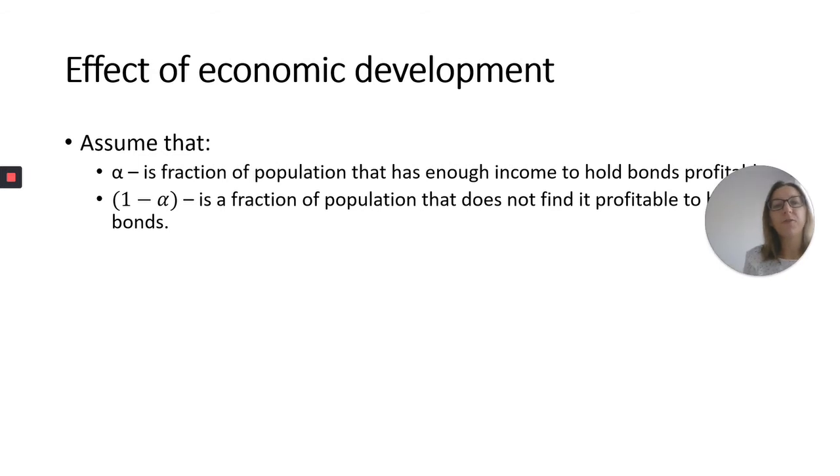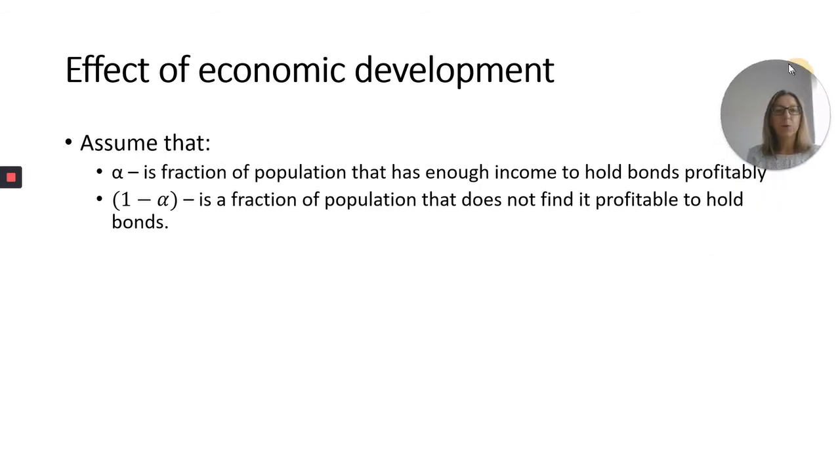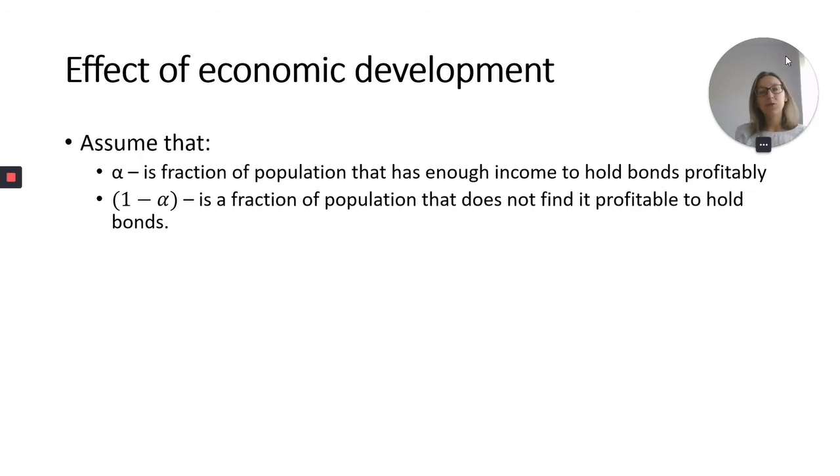So what is the effect of economic development on the transactions demand for money? For understanding that, we are going to assume that in any country, there is an alpha share of the population that has enough income to find it profitable to hold bonds, and 1 minus alpha, which is the fraction of the population that does not find it profitable to hold bonds. So they hold all their money in cash.